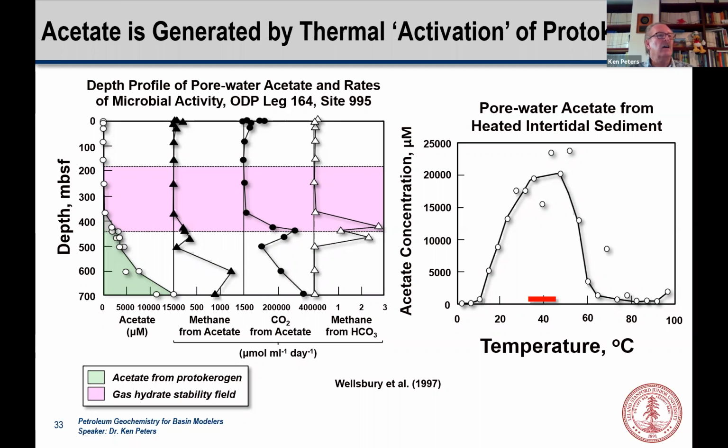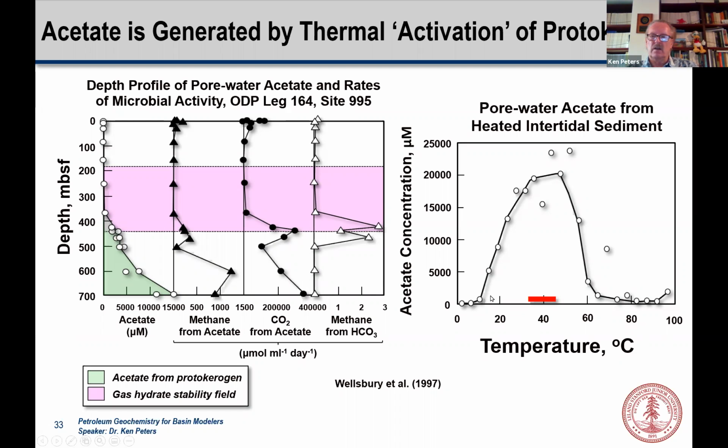So they basically come up with the concept that you need to thermally activate the protokerogen, the thermally immature kerogen in these sediments. At very low temperatures, you need to be generating additional acetate to feed these methanogens. So they did some experiments. Here's some pore water acetate from heated intertidal sediment, and they're measuring the acetate concentration.